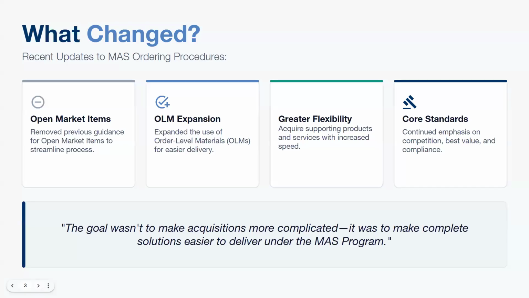In Refresh 31, we expanded OLM. The expansion of OLM originally was by specific subcategories. I think the number was 61. Now every subcategory in SIN is allowed to have the OLM SIN added. Again, that greater flexibility allows for acquiring supporting products and services with increased speed.